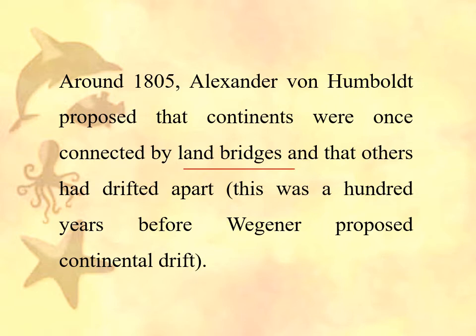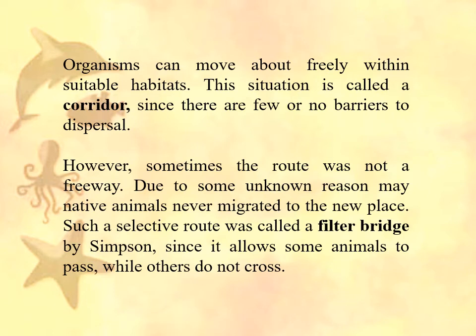And this belief was far before the proposal of the continental drift theory. So the continental drift theory was not there yet. Again, he is a believer of dispersal theory, and he believes that organisms move from one place to another through continental land bridges, or it may be an oceanic strait, an ocean bridge. So these are known as corridors by which the organisms can move from one place to another.